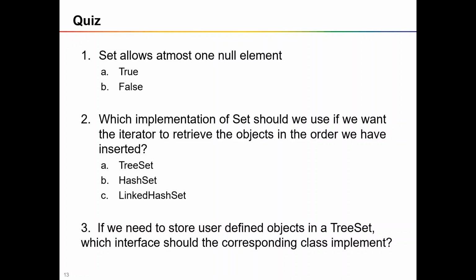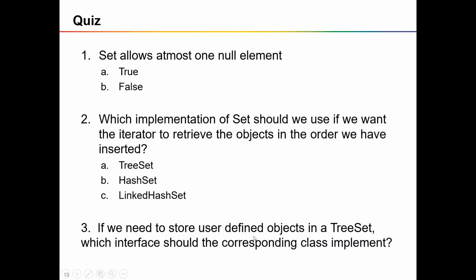Which implementation of Set do we use if we want to iterate and retrieve objects in the order we have inserted them? Here you want to retain the order of insertion, so in that case you should prefer LinkedHashSet. TreeSet and HashSet are both unordered, but LinkedHashSet is ordered. The insertion order is retained in the case of LinkedHashSet, so you should prefer it if you want to perform certain position-oriented operations, or if you want to retain the order.